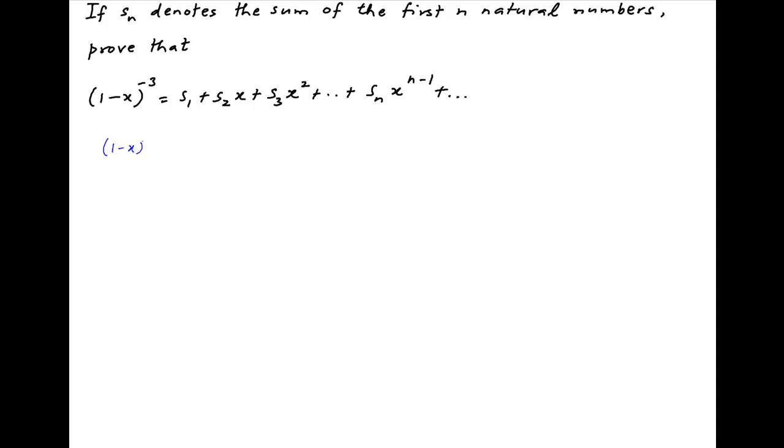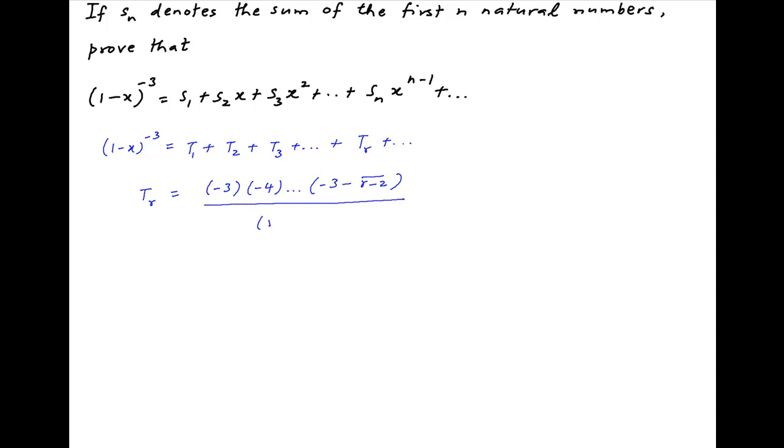The binomial expansion of (1 - x)^(-3) can be written as t1 + t2 + t3 + and so on + tr + and so on to infinity, where the rth term tr is equal to (-3)(-4)(-5) and so on till (-3 - (r - 2)), divided by (r - 1) factorial, multiplied by (-x)^(r-1).